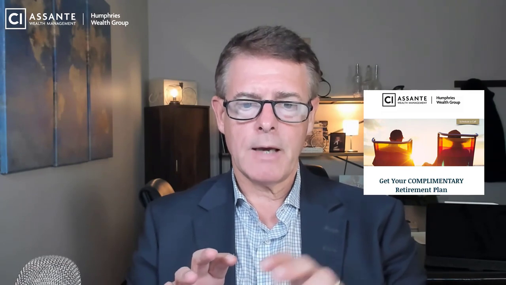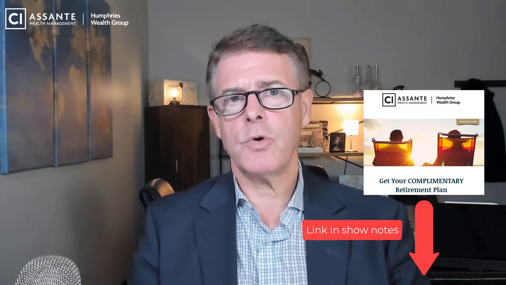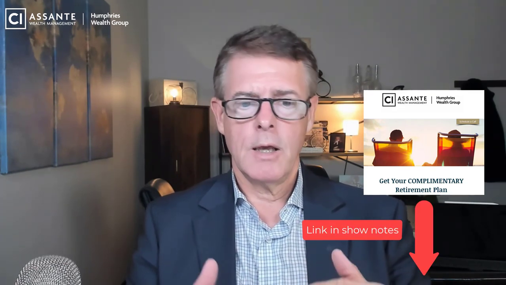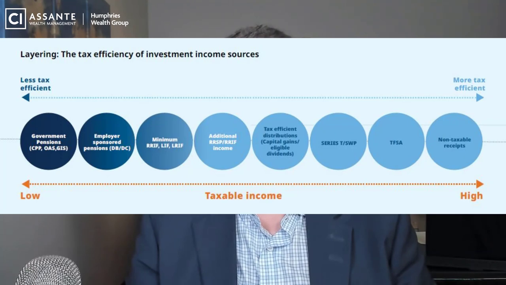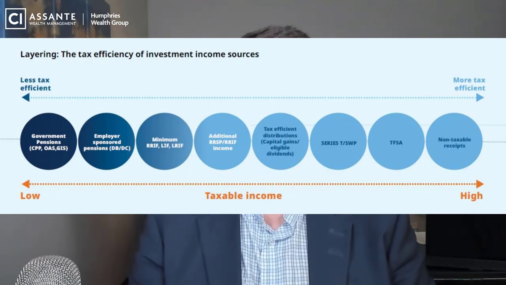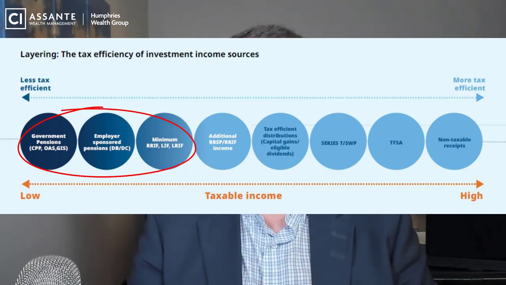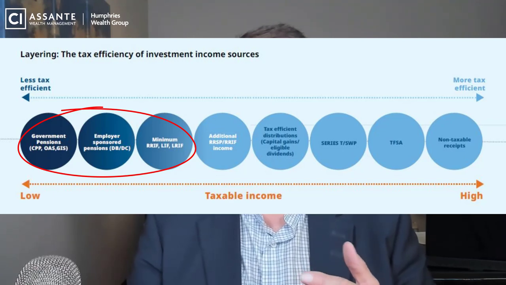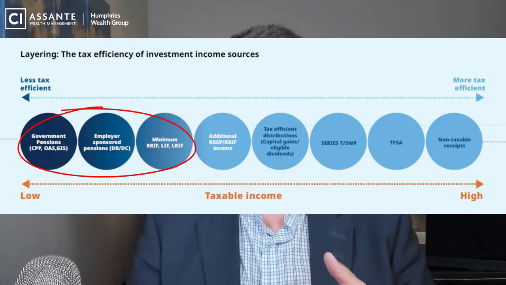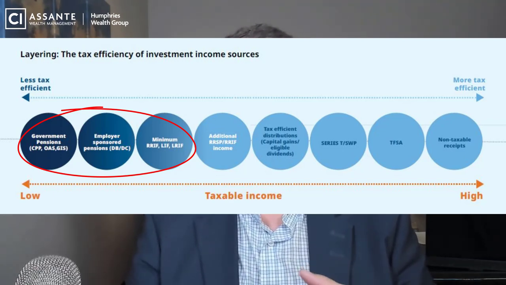We take a look at the income streams, we look at the layering strategy, and we begin to visualize which accounts need to be accessed to provide the cash flow on an after-tax basis you need without doing it in a tax inefficient way. So if you look at this chart in front of you now on the screen, you can see on the left-hand side we've got the least tax efficient investments. Again, that's government benefits, old age security, CPP, employer-sponsored pension plans would be next.